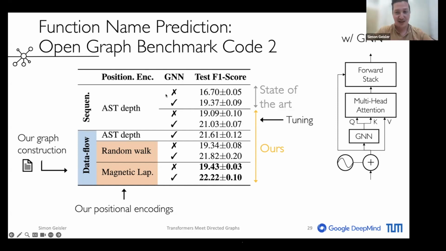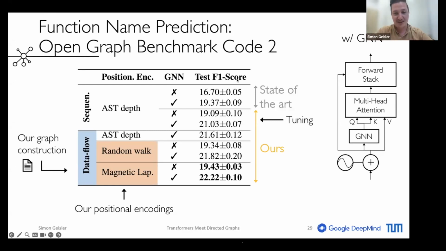So without GNN, we just have a vanilla transformer. And with GNN, we basically have a GNN also transforming query and keys. So this is also known as structure-aware transformer, and was the prior state of the art on this dataset. And we then, of course, apply our random walk encodings and our magnetic Laplacian positional encodings to obtain some gains.